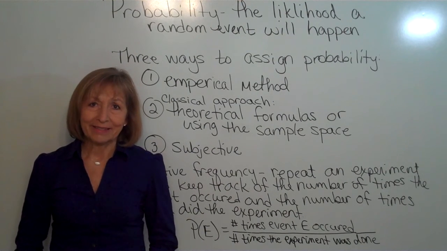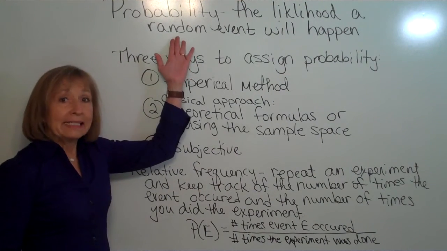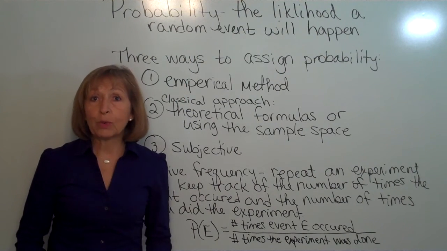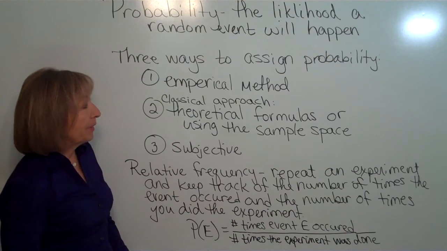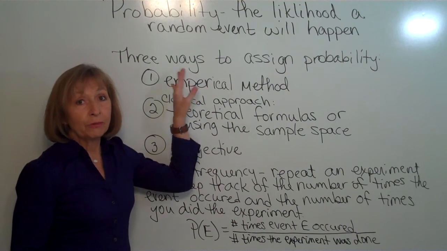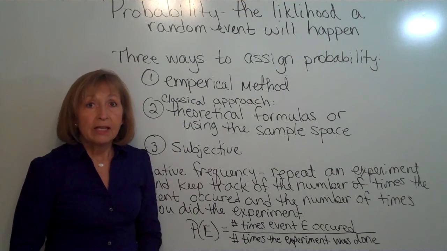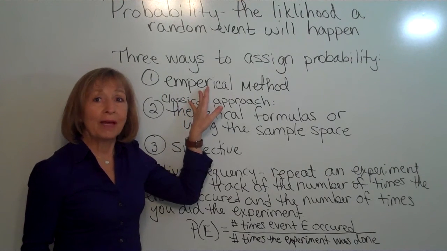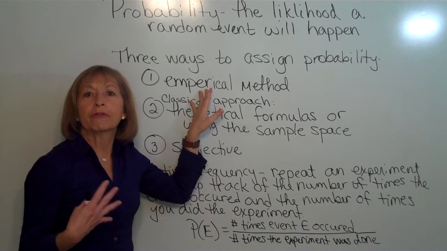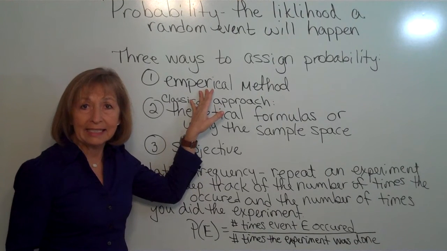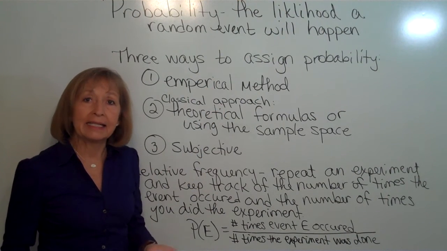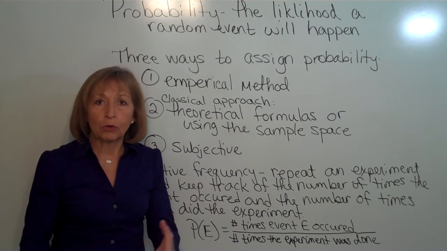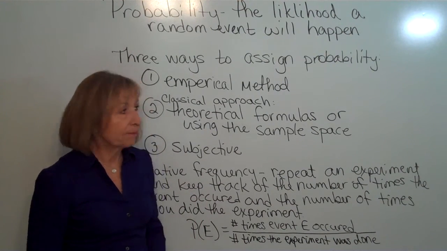So let's get started. Here we're looking at just the idea of probability. Now, probability is the likelihood that a random event will happen. There are three different ways to assign probability. The first one is the empirical method. The empirical method is when you actually perform the experiment, or you collect data, or you simulate an experiment to get information from a real world situation.